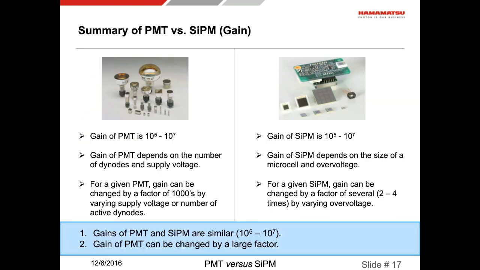Let's summarize the key points. The gains of the two detectors are comparable. The gain of a PMT depends primarily on the number of dynodes and supply voltage. The gain of a SiPM depends on the size of a microcell and overvoltage. For a given PMT, one can change gain by a factor of thousands. In the case of a SiPM, that variation is only by a factor of several.